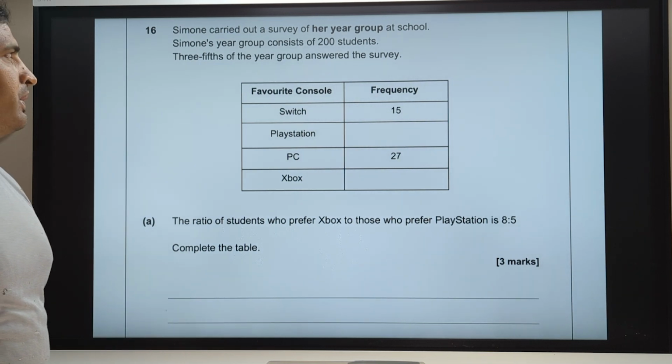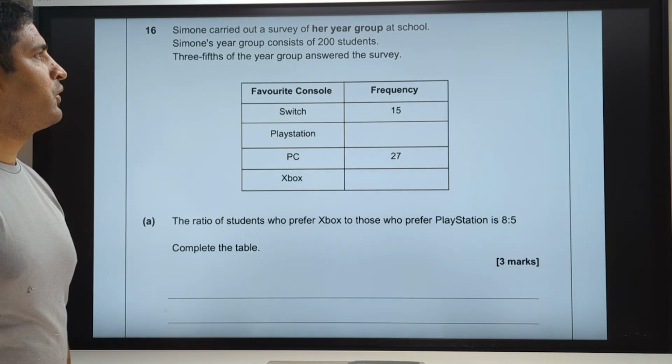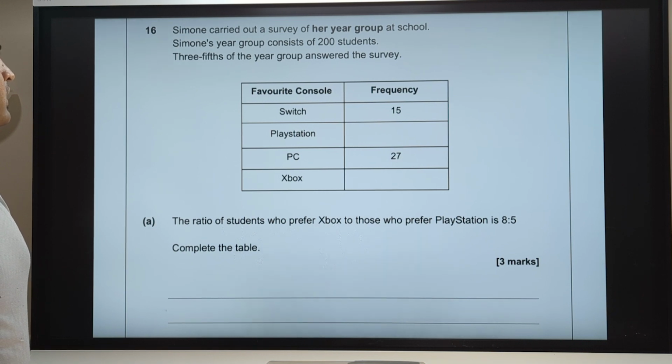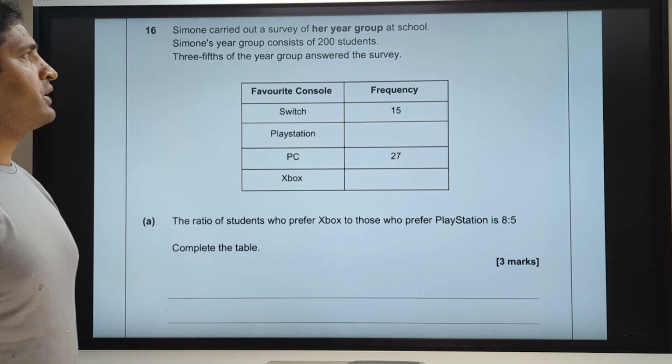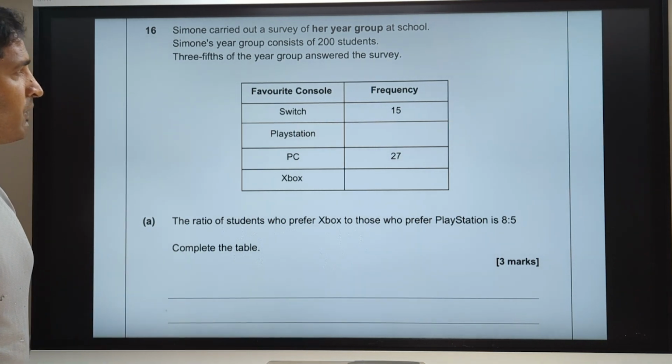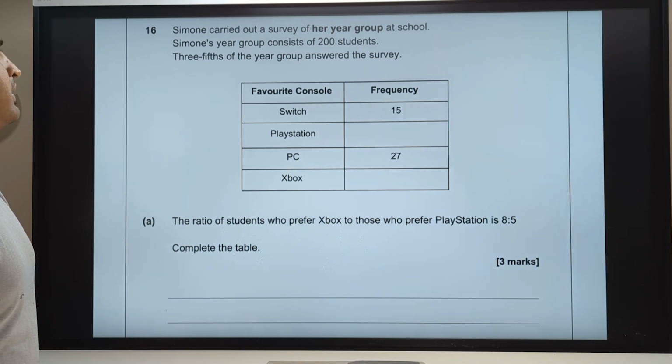Simone carried out a survey of her year group at school. Simone's year group consists of 200 students. 3/5 of the year group answered this survey. So we need to look at it.